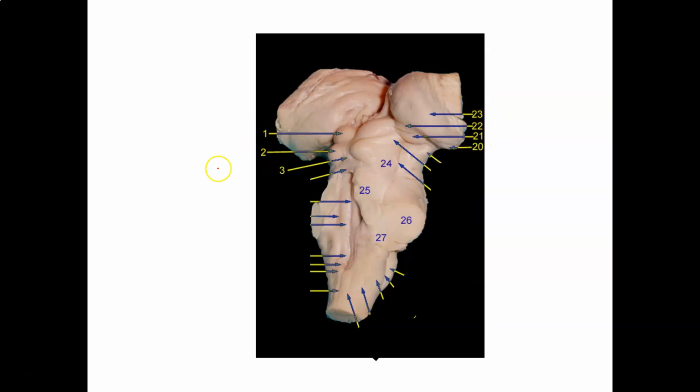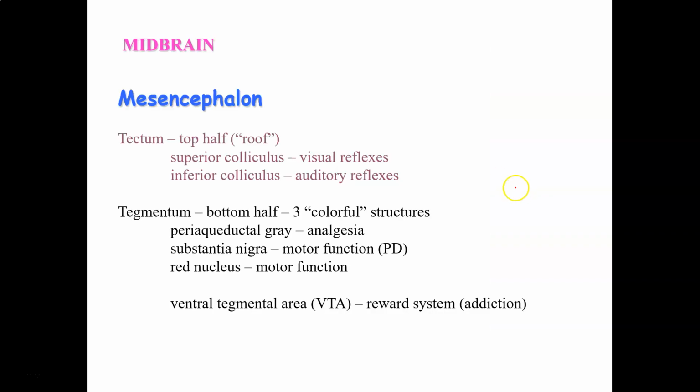Don't worry about the 20s. We're going to be focusing on 1, 2, and 3, as well as some other structures that are deep within the midbrain that you can't see. This is an actual human brain dissection, not just a cartoon. All right, so the mesencephalon, or the midbrain, has two collections of structures, the tectum and the tegmentum.